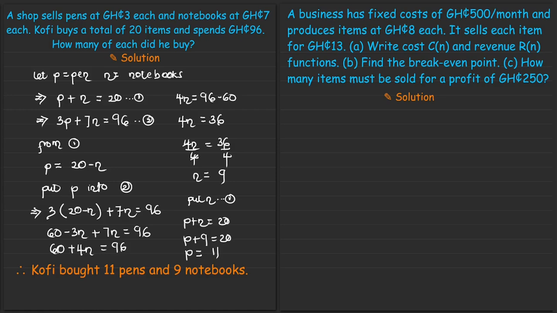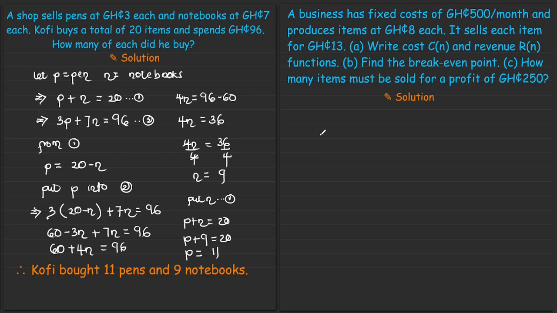The business has a fixed cost of 500 per month. It produces items at 8 cedis each and sells each item at 13. This 500 per month simply means that whether they operate or not, they are going to pay 500 per month. That could be electricity or property rate or any other thing that goes whether they operate or not. That is the fixed cost. Maybe transport might also be within that range.